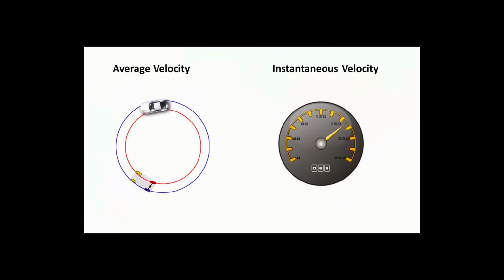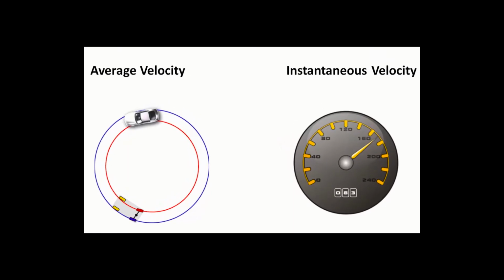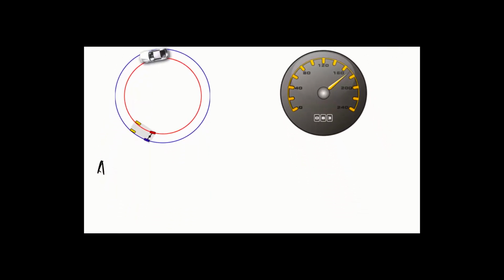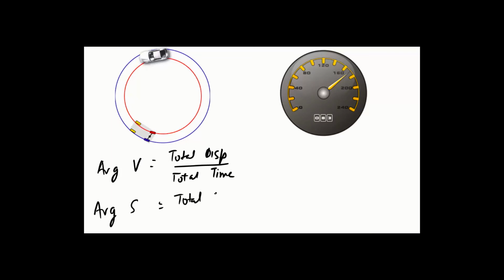Alright, one more division. Again, speed and velocity both can be of two different types, that is average velocity, instantaneous velocity, and average speed and instantaneous speed. Now let's see what are they. Again, let's go through the definition first. Average velocity is defined as total displacement over total time taken. And similarly, average speed would be total distance over total time.